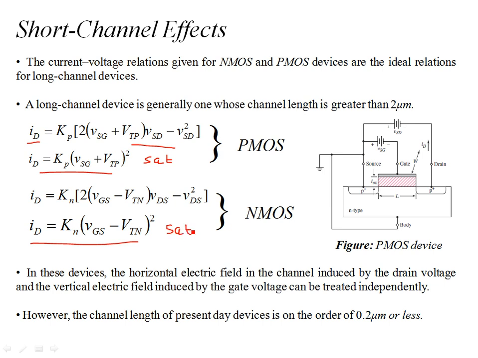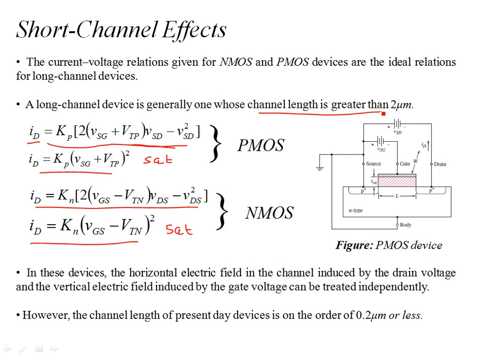But similarly, you see in the non-saturation regions, the gate source voltage has an almost linear characteristic with the drain to source current, and a similar equation follows for the NMOS device as well. This is what we have discussed previously. So these characteristics are valid if the channel length is greater than 2 micrometers.